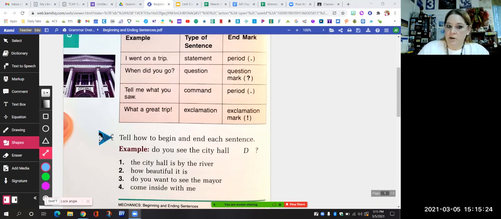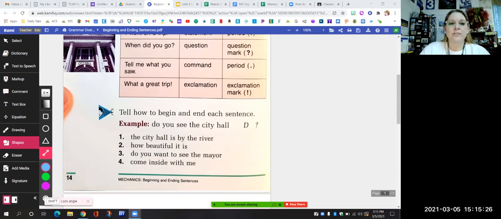Okay, so for the first 4 problems, it says tell how to begin and end each sentence. All right, so what you're going to do, here's the example. It says, do you see the city hall? Well, we know that the D in the word do needed to be capitalized, so they put a capital D over here on the side. And we know that it is a question, and questions end in a question mark. So they put capital D and a question mark over to the side of the sentence.